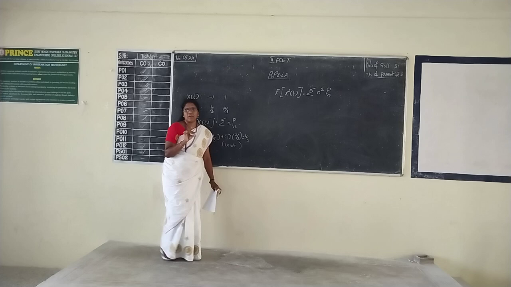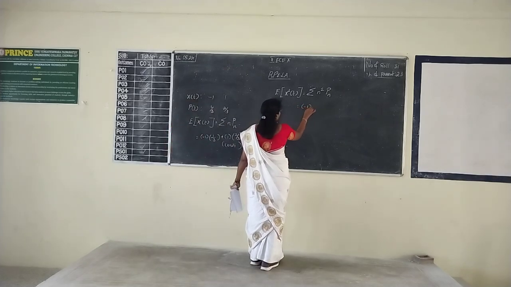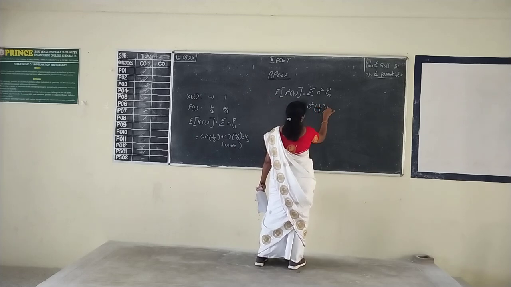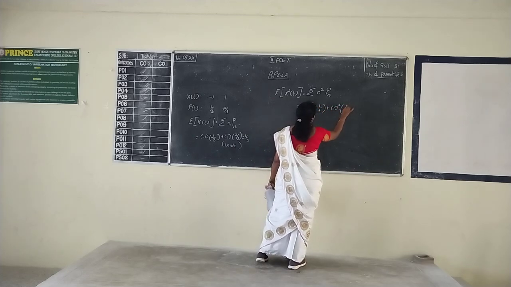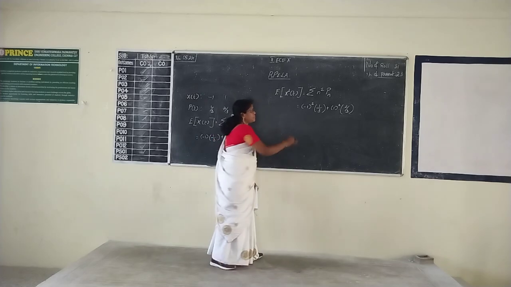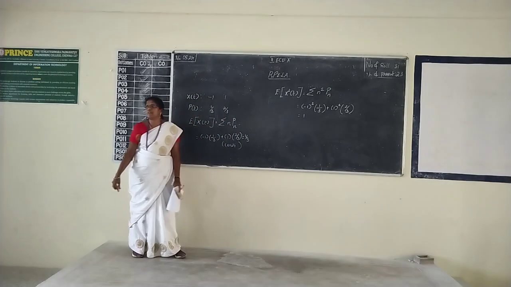You have to square the x value and multiply by the probability. So this is equal to (minus 1) the whole square into 1 by 2 plus 1 square into 2 by 2. Answer? So what is the next one you have to find?